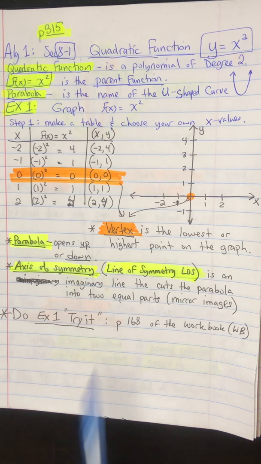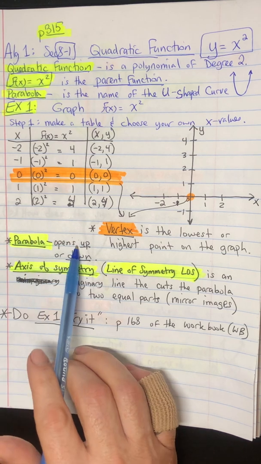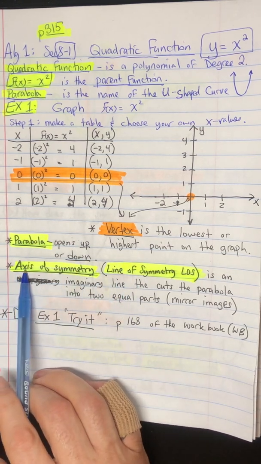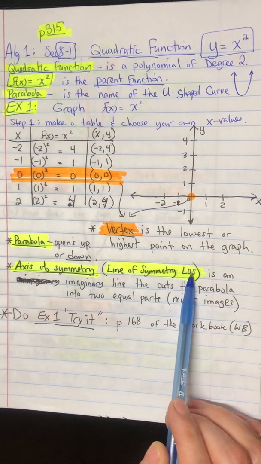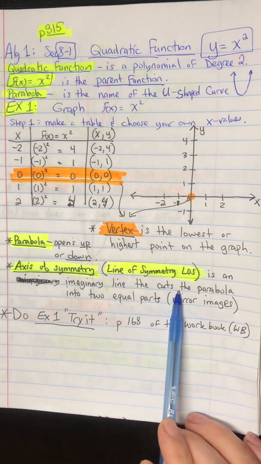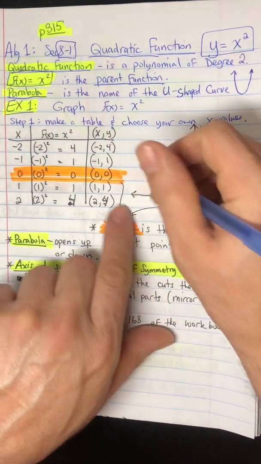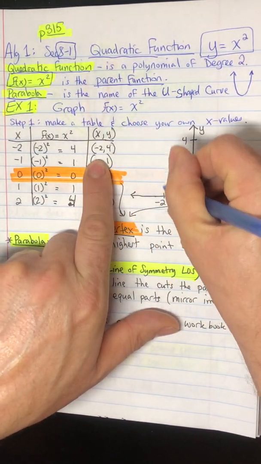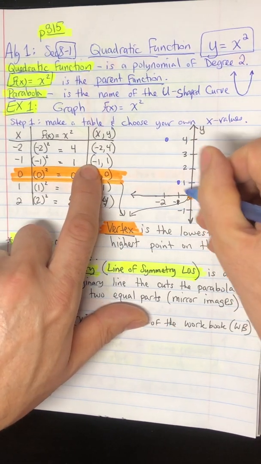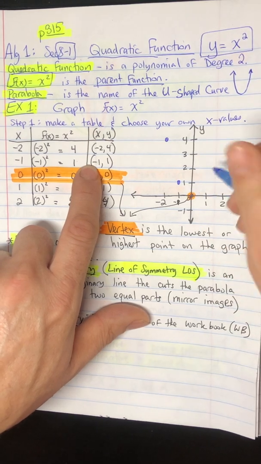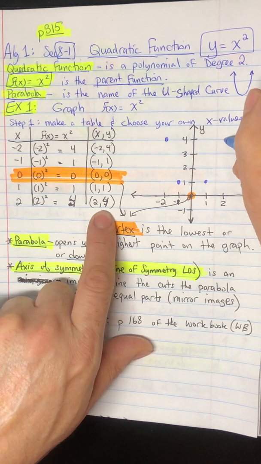So then we're going to talk about the different parts of this graph. What the vertex is, what a parabola is, whether it opens up or down. And then the axis of symmetry, sometimes called a line of symmetry, or LOS, is an imaginary line that cuts the parabola into two equal parts, two mirror images of each other. So let's go ahead and graph this and see what we get. -2, 4. That's the first point. -1, 1, 0, 0, 1, 1, and then finally 2, 4.